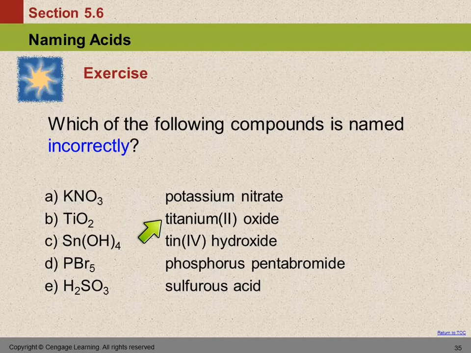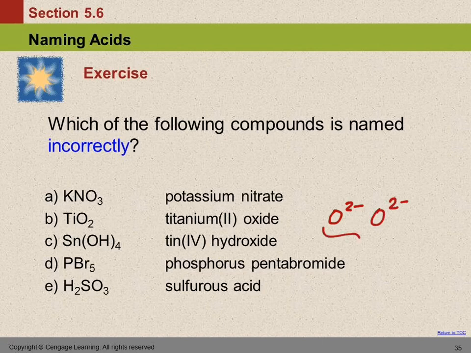Does titanium need a Roman numeral? Yes, it does, because it's not in group 1, 2, or 3. So it needs a Roman numeral. Okay. What Roman numeral should it have? Well, why should it have 2? How can we tell what it's supposed to have? We have to look at the charge on the anion. What charge does oxide have? 2 minus. And there's 2 of them, right? So that's a total of -4.